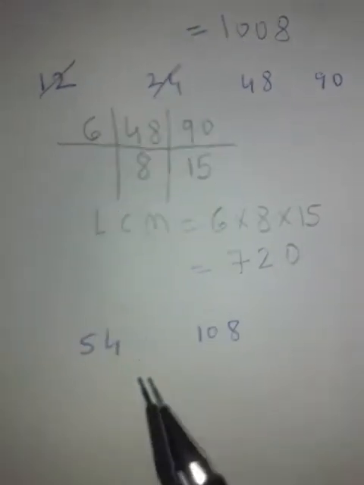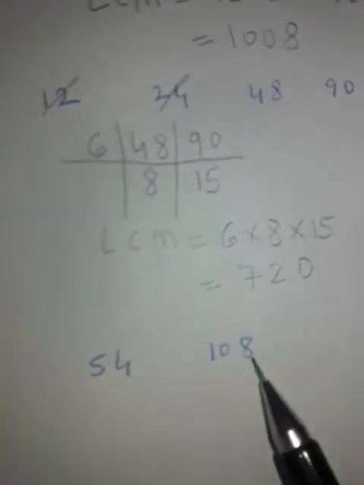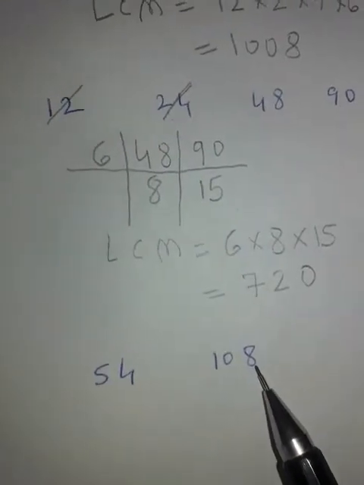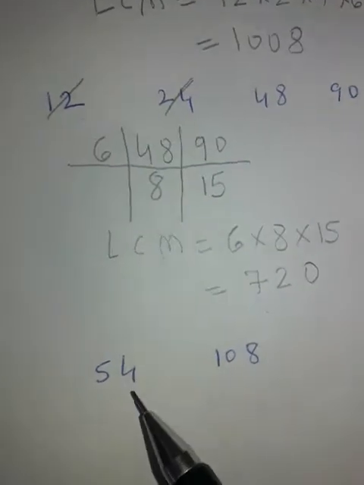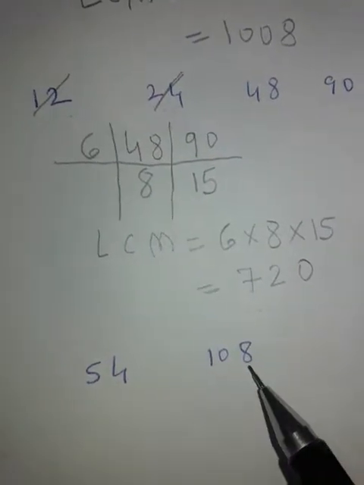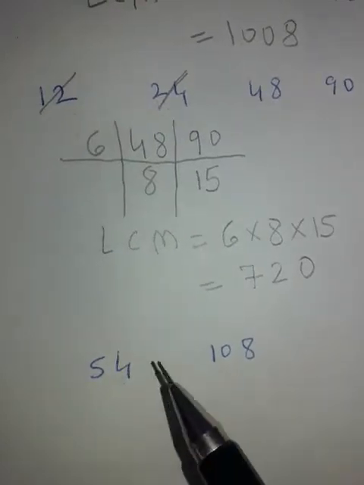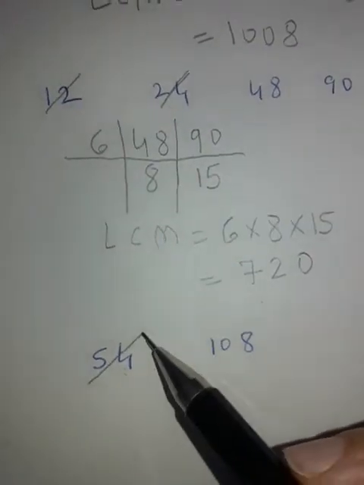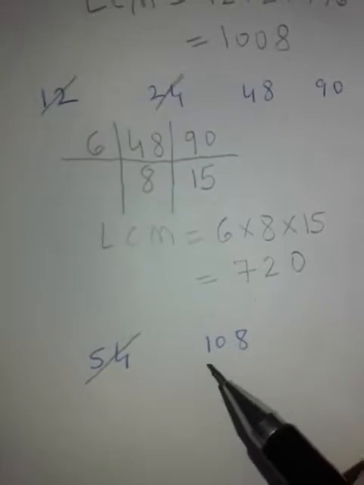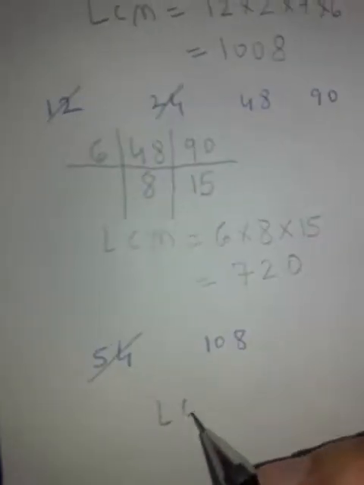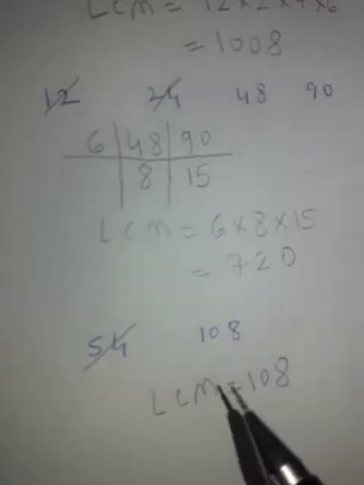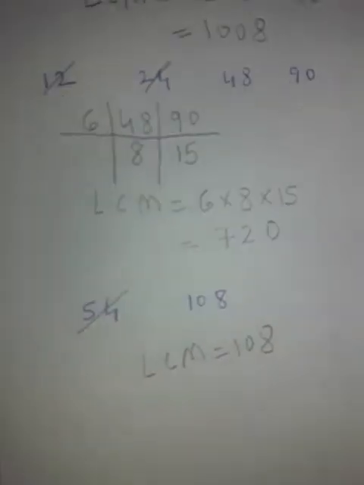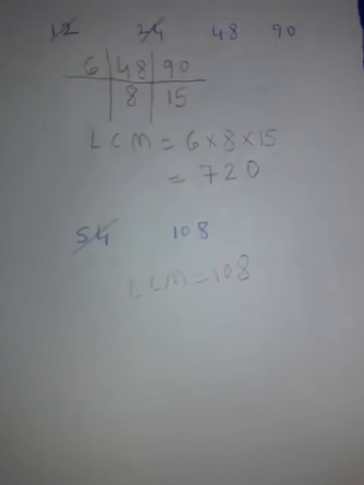One more example. 54 and 108. I have to find LCM. It says ignore factors if you notice any. 54 multiplied by 2 is 108. That means 54 is a factor. I'm going to ignore it. I'm left with just one number, and that becomes the LCM. So 108 is the LCM of 54 and 108.